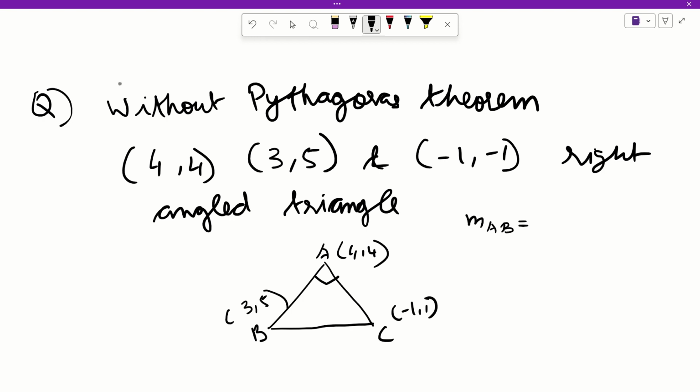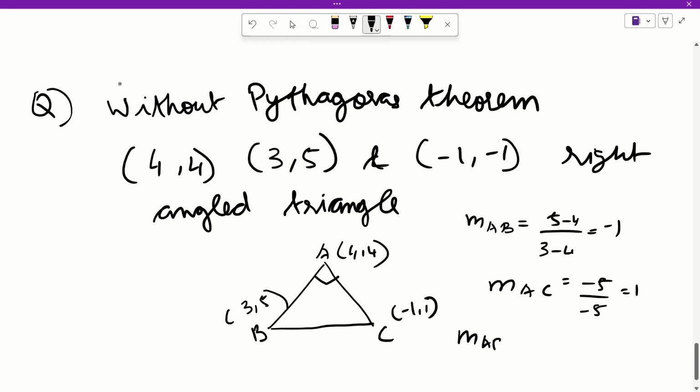What is MAB? 5 minus 4 by 3 minus 4. What is it? -1. What is MAC? MAC is -1 minus 4 by -1 minus 4. What is it? -5 by -5, right? 1. Isn't it? MAB into MAC equal to -1.